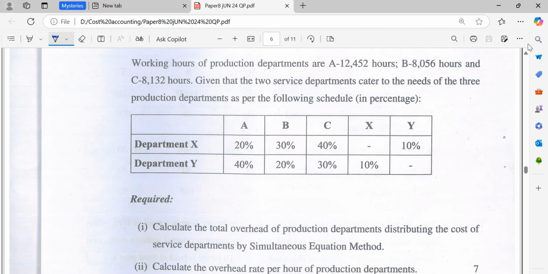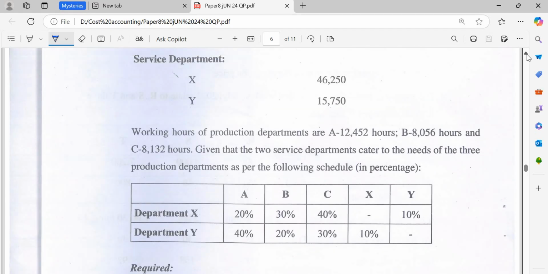For the service department X, we have to formulate: X is equal to my overheads, 46,250, plus I'm going to get 10% from department Y, that is 0.1 Y. So if I bring X and Y together, X minus 0.1 Y is equal to 46,250. So let it be here.